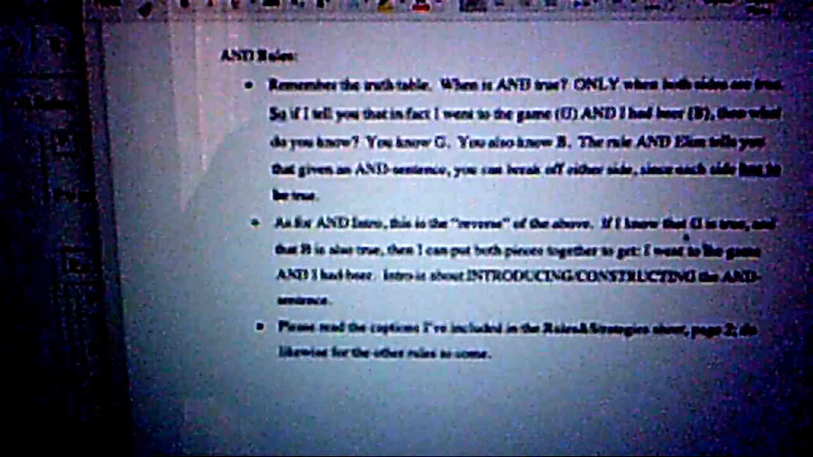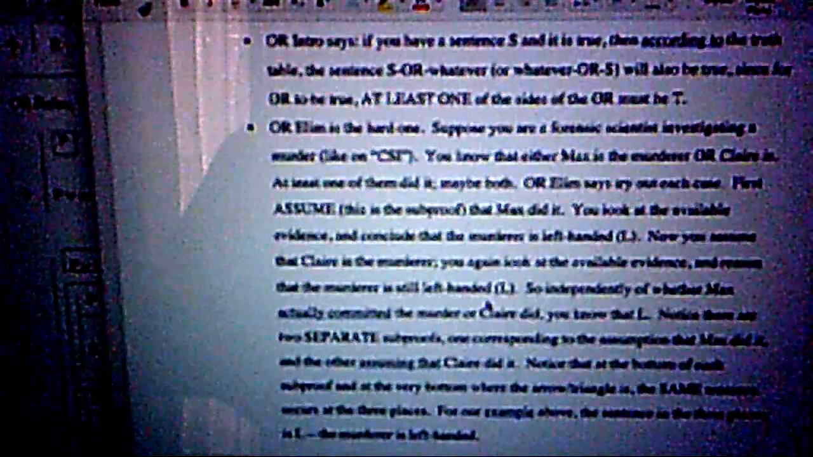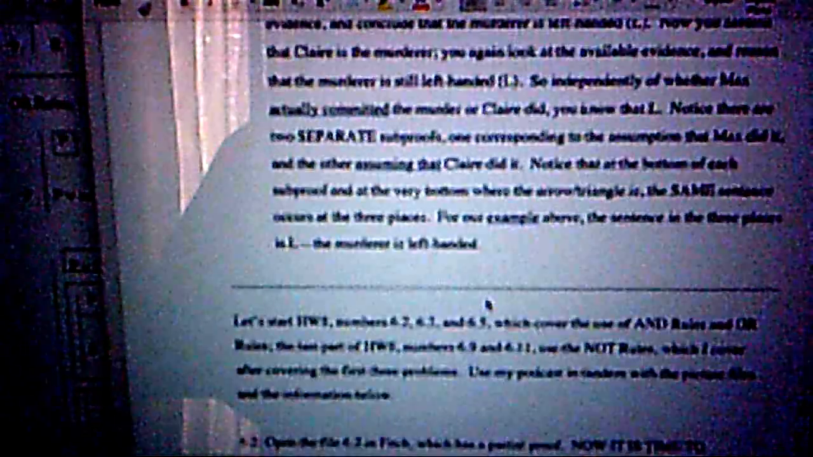Let's move on now to the or rules. This is also in the lecture, and you can read it through what I have right here and correlate that with the rule sheet if you want. I'm just going to go over this in words right here. I'll go straight to the rule sheet.